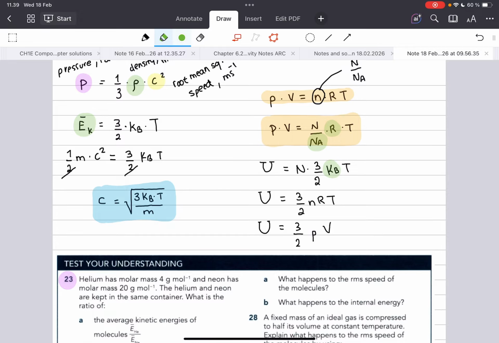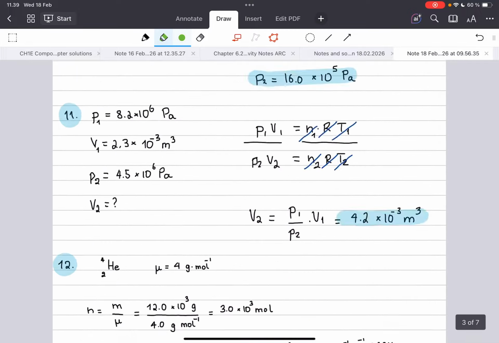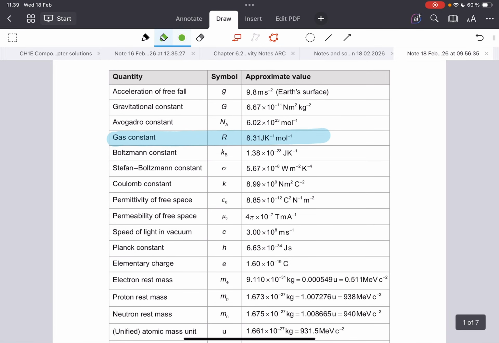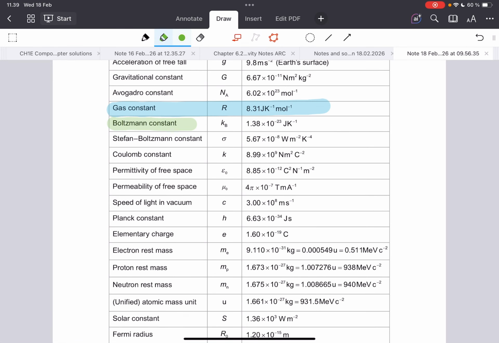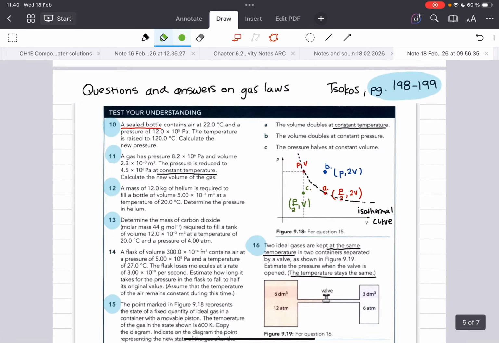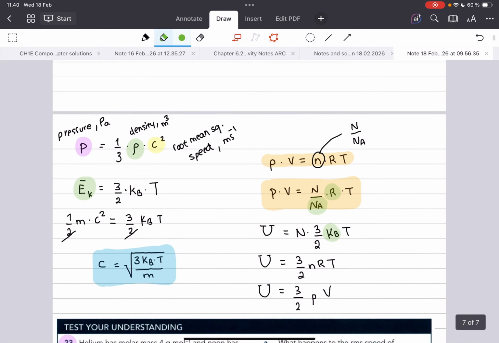So if we go back to, yeah, that's your formula booklet. And you can see the Boltzmann constant kB is this much. And the Avogadro constant is this much. So let us get back to where we were, which was here.